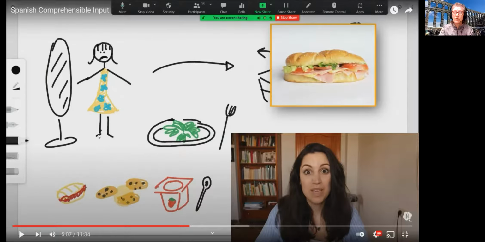Bocadillo is a word they use in Spain for sandwich. Bocadillo is what they call it in Spain.